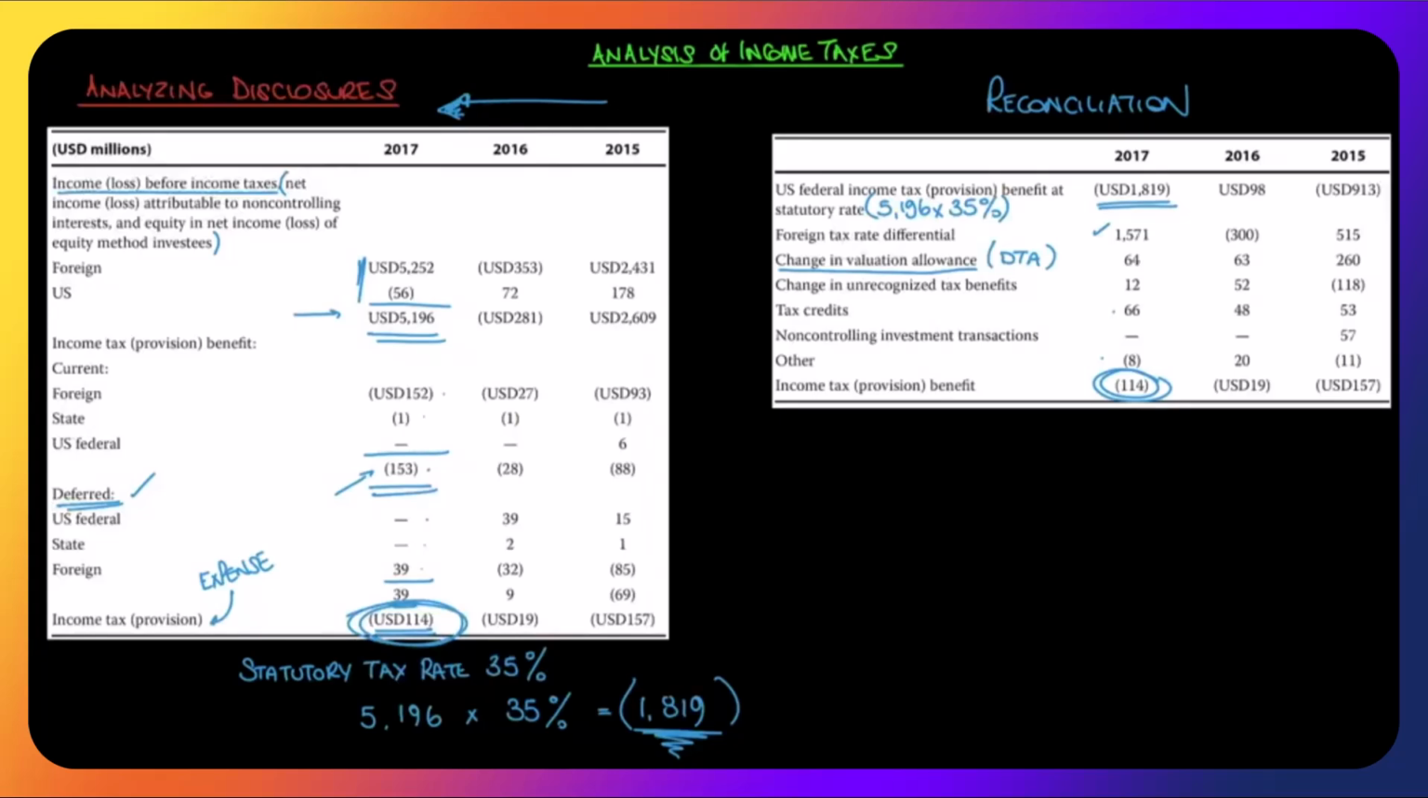So when they say analyze the disclosures, all we've really done there is say, look, they exist, and be aware you would see this reconciliation from statutory down to my income tax expense, i.e. the effective.